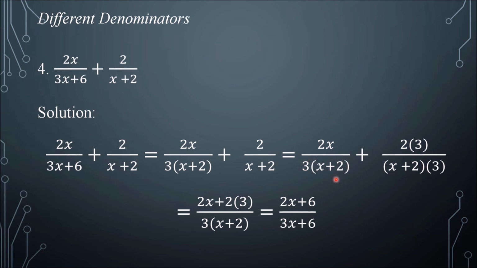Since they have the same denominator now, 3 times (x + 2), we can combine the numerators, 2x and 2 times 3. So 2x is 2x, 2 times 3 is 2 times 3. Simplifying that, we have (2x + 6) all over multiplying the denominator, 3x + 6. So that's 3 times x, 3x, 3 times 2, 6. So that's the sum of example number 4.